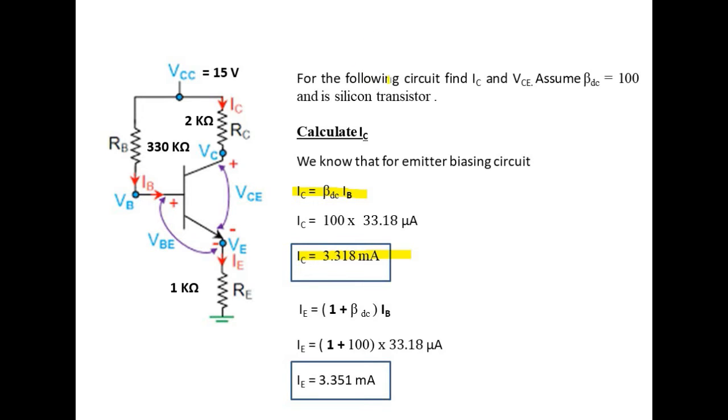And IE is equal to (1 plus beta DC) times IB. So IE is equal to (1 plus 100) into 33.18 microampere. So we get IE as 3.351 milliampere.